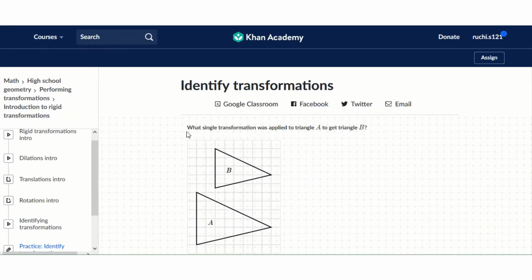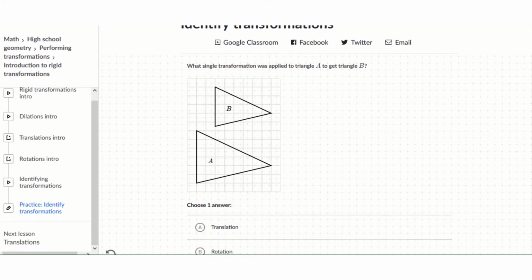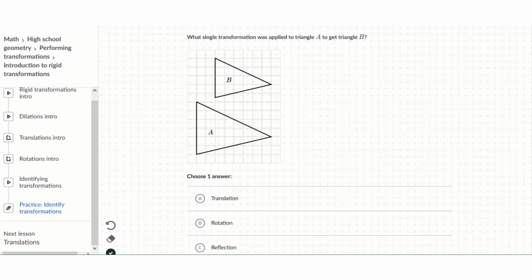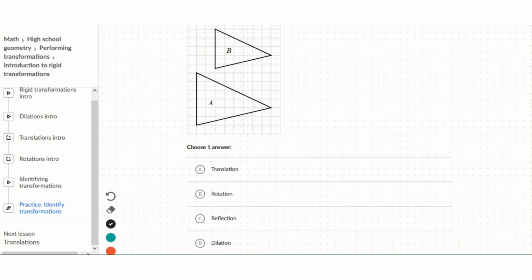This is the first question that we'll be trying together from the activity Identify Transformations on Khan Academy. What single transformation was applied to triangle A to get triangle B? There are two triangles that you see here. I'll go down and show you them in great detail along with the four options. From triangle A to B, if you see carefully, which is smaller, which is bigger?